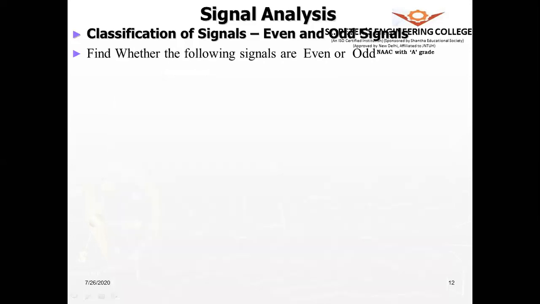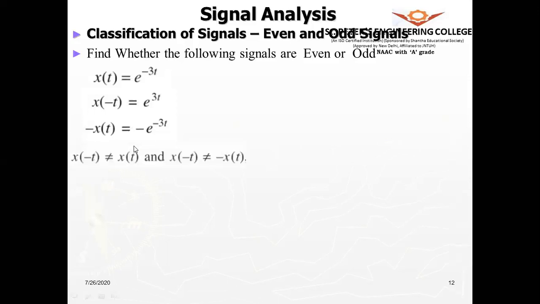Okay. So we have seen how to find the even and odd components of any given signal so far. Now, given a signal, they ask us to check whether it is an even signal or an odd signal. They are not telling us to compute the even and odd components, but simply to check whether it is an even or odd signal. So we are going to find out like this: x of t is e to the power of minus 3t, and x of minus t is e to the power of 3t.